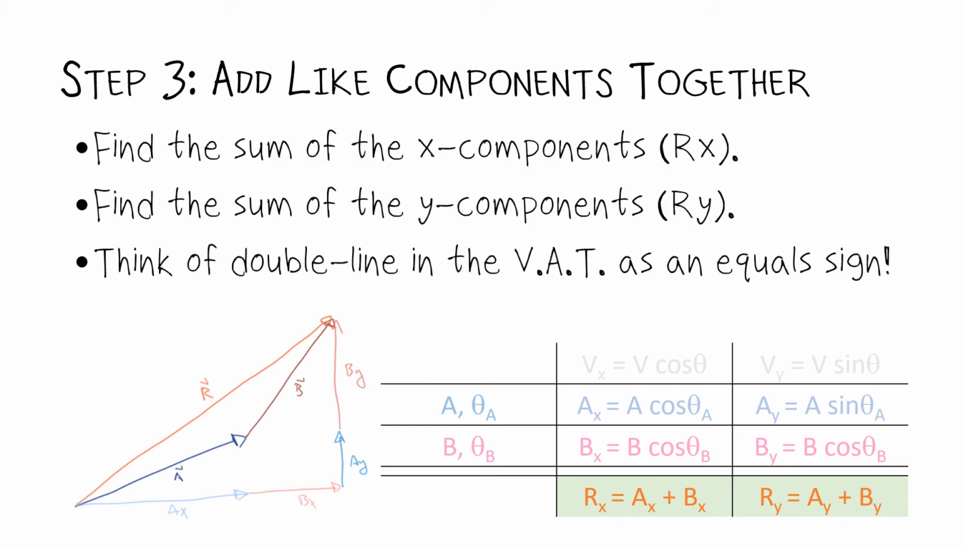The double line right above where I have the Rx and Ry values written, I like to think of as an equal sign. So the argument is that we have whatever is above it, so Ax plus Bx equals Rx, and Ay plus By equals Ry. So I like to keep that double line in there just as a reminder of the difference in what the vector analysis table means for the values above that double line and the values below that double line.